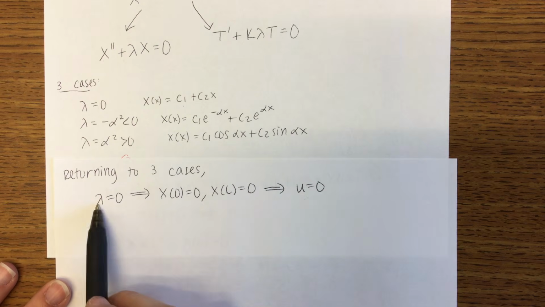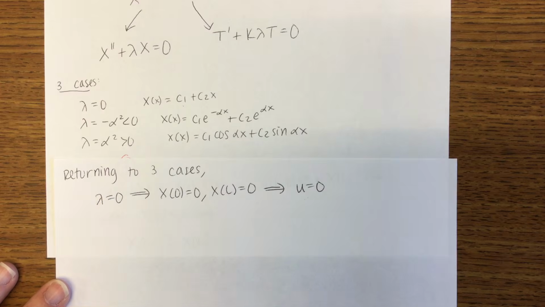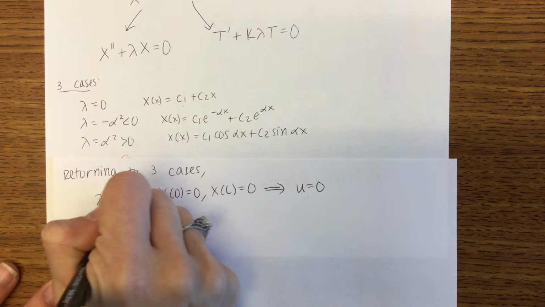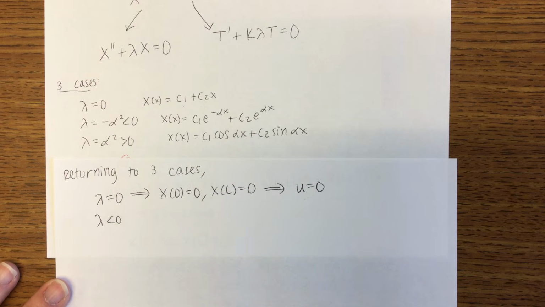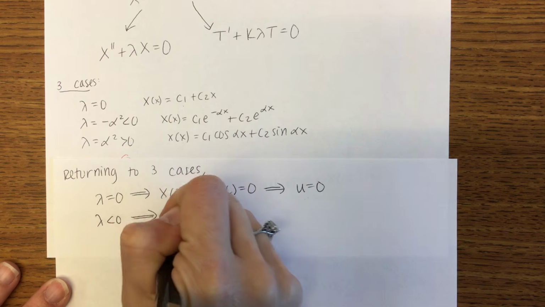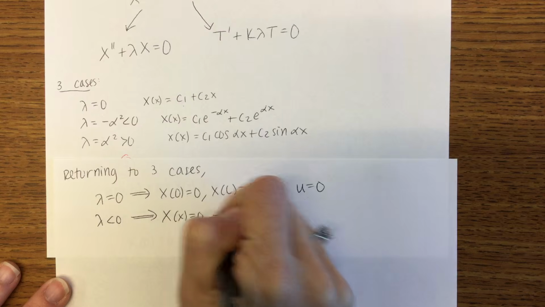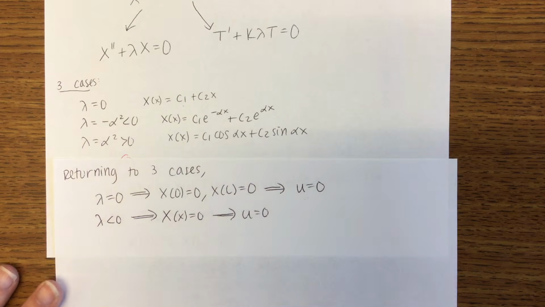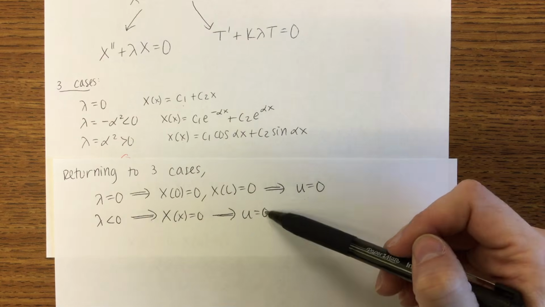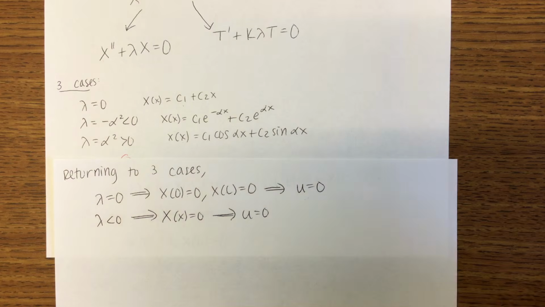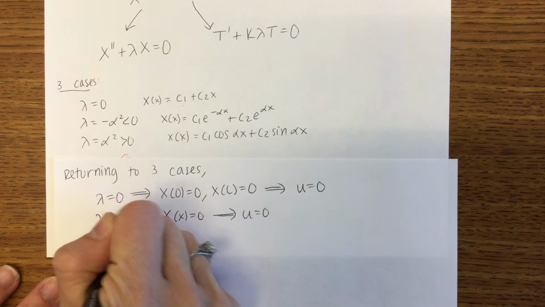So what I'm telling you is that this case here, we are not interested in because we end up with this trivial solution. If we look at lambda being negative, this again will give me big X of little x equals 0 and u equals 0. You can go through that yourself. But what this is telling us is these two cases we don't have to consider. The only one that we really care about is when lambda is positive.